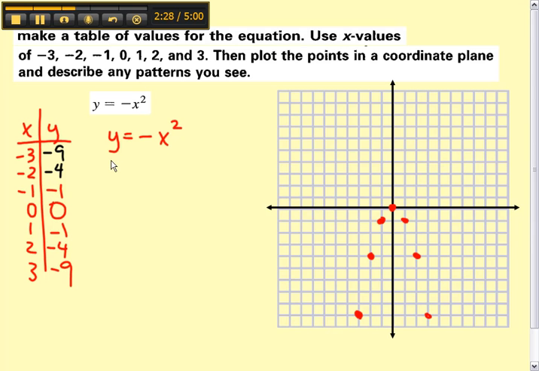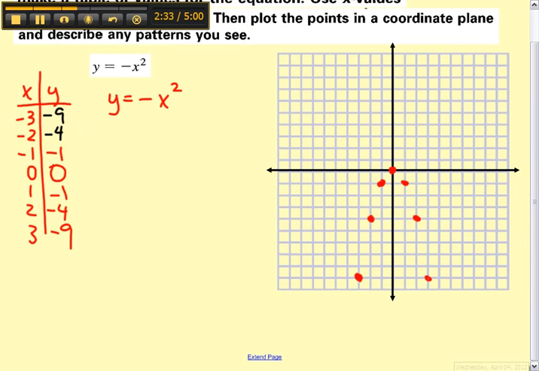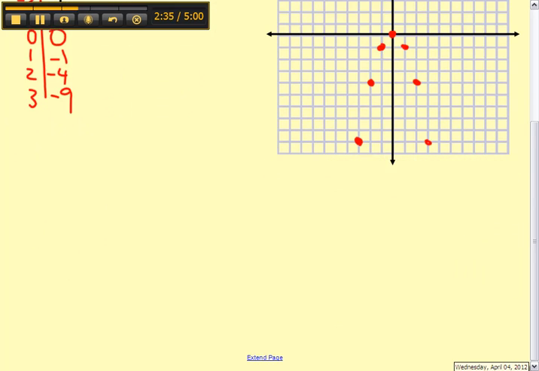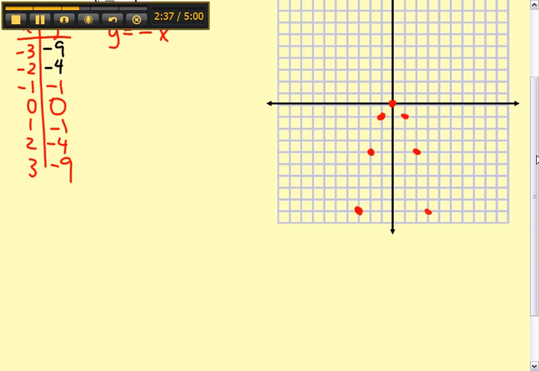You know what? It's not. Let me show you what happens. I'm going to scoot this up a little bit. A tree? It has a name. It has a name. And that name is a parabola. I was going to say that. Yeah, thank you.